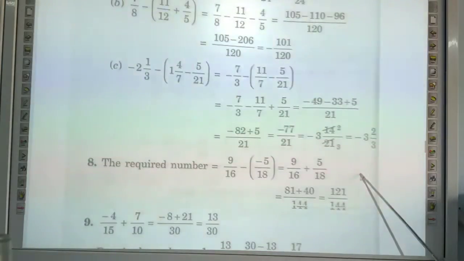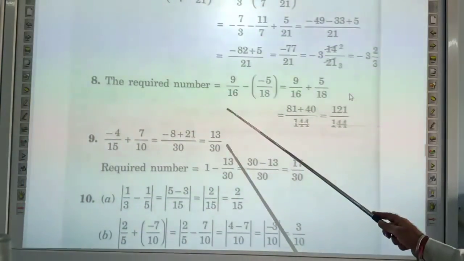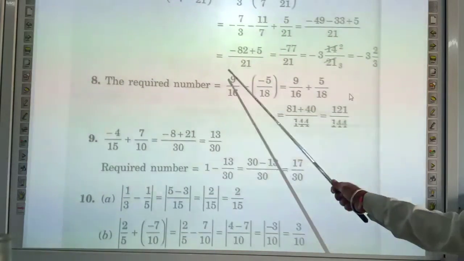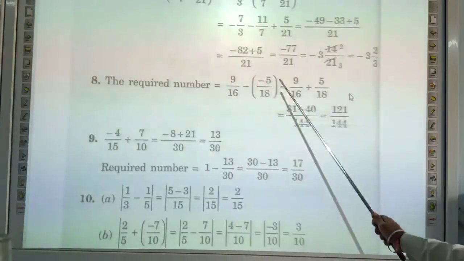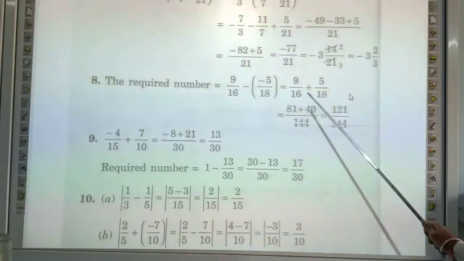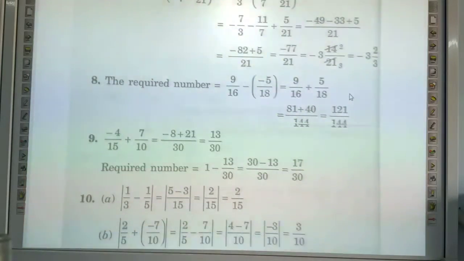In question number 8, the solution is there. We have to find the required number, and the sum of the two numbers is given to us as 9 upon 16, and out of these two numbers, one number is minus 5 upon 18, and we have to find out the second number. Your required number will be sum minus first number, means 9 upon 16 minus the first number, which is minus 5 upon 18. So 9 upon 16 minus minus becomes plus, so 9 upon 16 plus 5 upon 18.